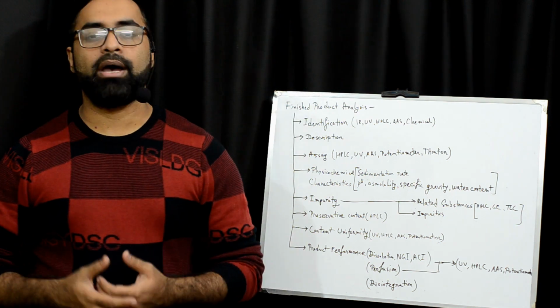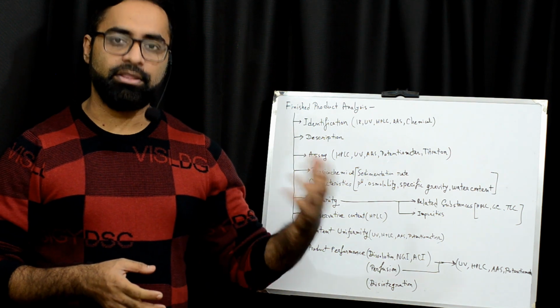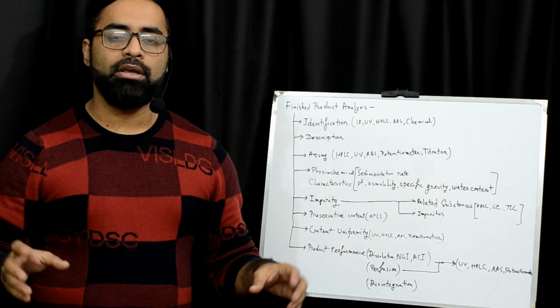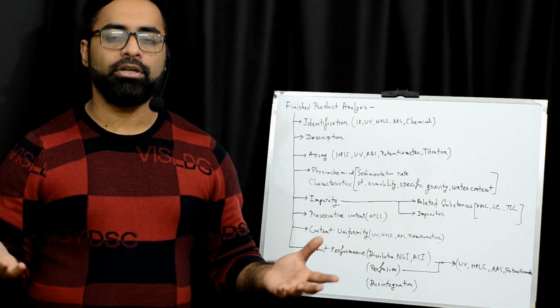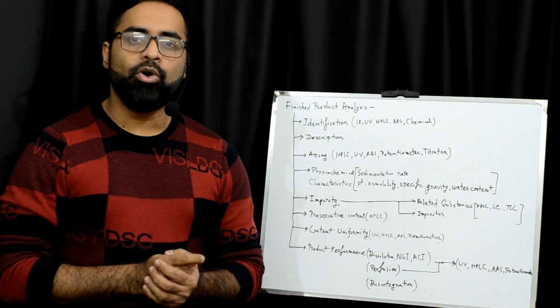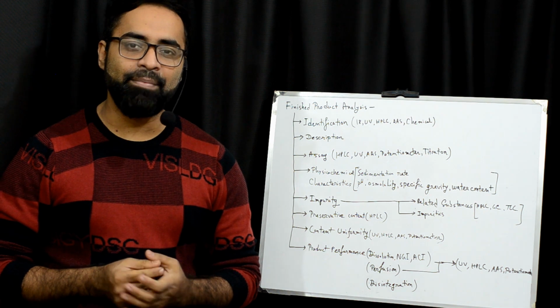Apart from this, there are also microbiological tests. In microbiological tests we test for pathogens and viable bacterial count. It depends on the product content, or sometimes we use particle count if there is an injection. So hope this clears the concept about finished product analysis in a QC lab.